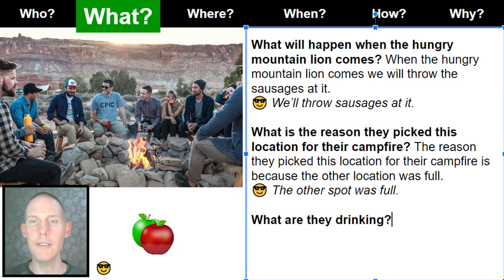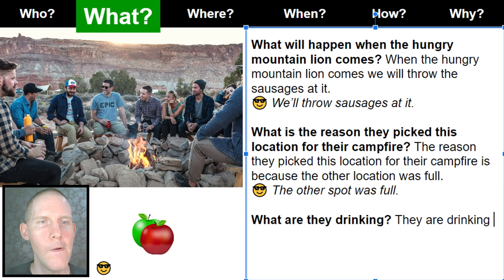What are they drinking? Long answer. They are drinking, well, I think water, maybe beer, and soda.